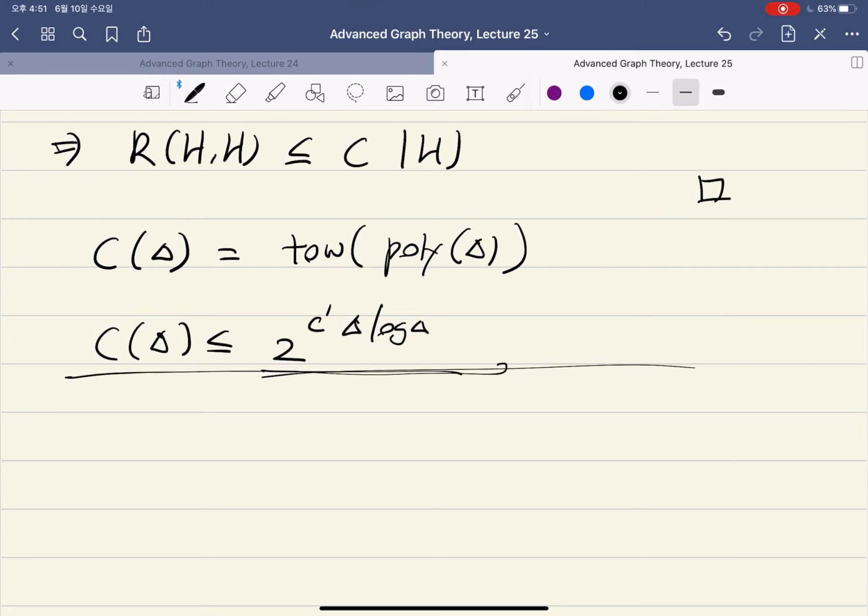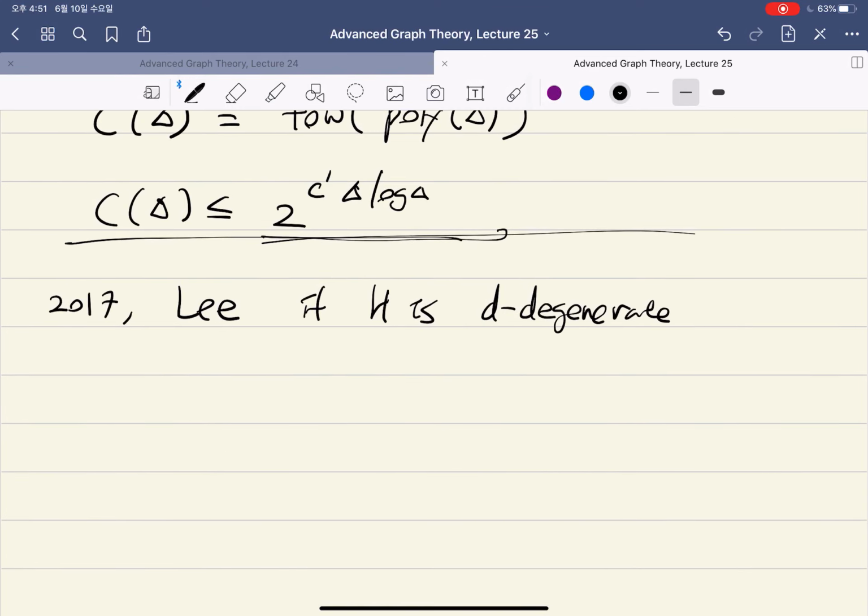And this is only for bounded degree graphs, but recently, in 2017, Jungbom Lee showed that if H is D-degenerate for bounded number D, where degenerate is a weaker condition than bounded maximum degree, then the Ramsey number of H is at most some constant depending on D times the number of vertices in H.